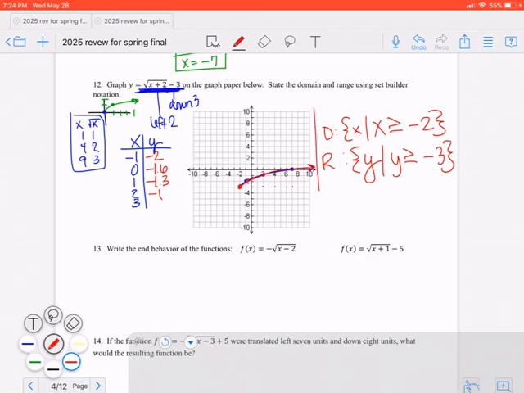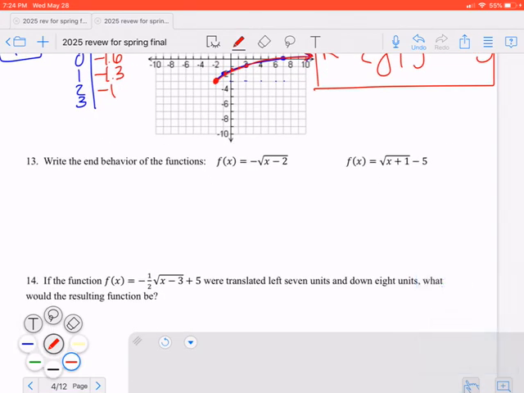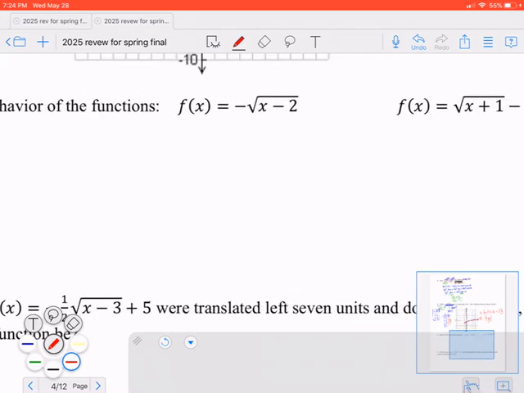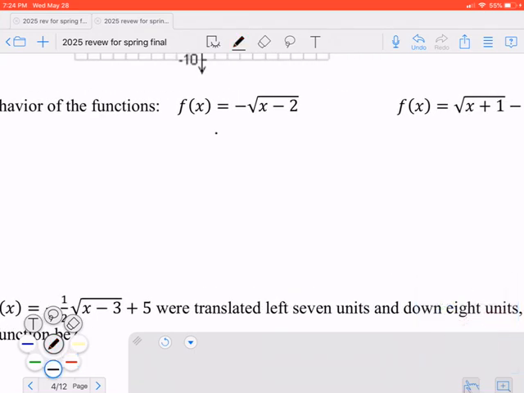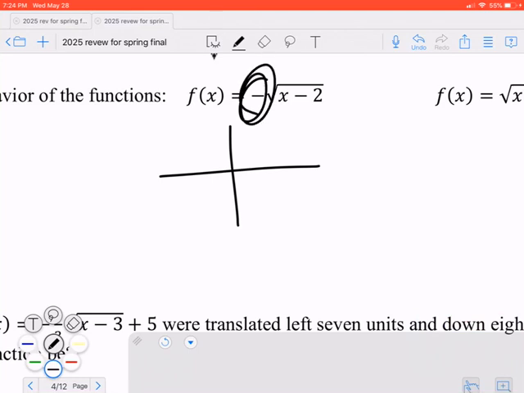And that's our domain and our range. Write the end behavior of these functions. All right. So I'm going to just make a little sketch so I can look at the graph. This negative in front, that means it's reflected across the x-axis, so up and down. And it is also to the right 2 units. So we're starting there, and instead of going up, it's going down.